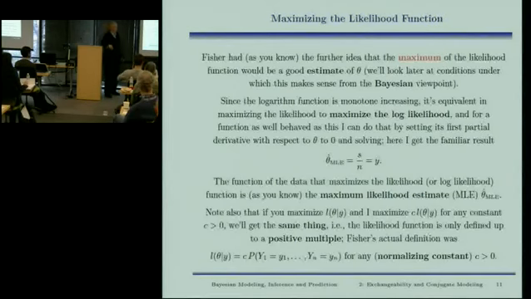So the function of the data that maximizes the likelihood or log likelihood function is called the maximum likelihood estimate, theta hat subscript MLE. And as I mentioned before, if I maximize the likelihood function and you maximize 10 times the likelihood function, we'll get the same theta for that maximum. That's like saying if I added a constant to the log likelihood function, we'd get the same maximum, which is true. And so his actual definition is any positive constant multiple of the joint sampling distribution, but reinterpreted as a function of the parameter for fixed data values.